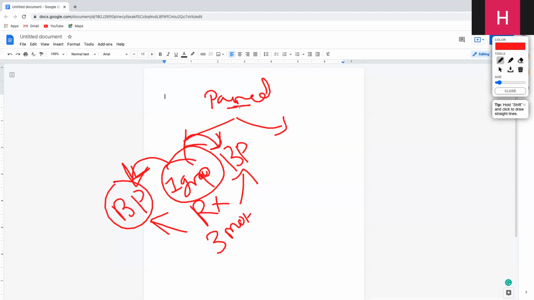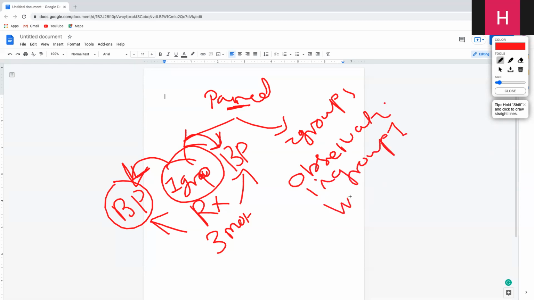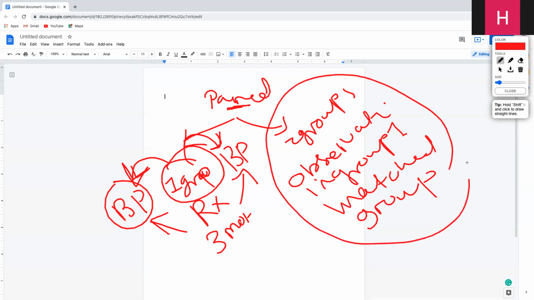The other way you can have the paired t-test is with two groups, but they have to tell you in the question that the observations in group one were matched with group two. So if you do matching between the two groups, this is also another way of saying paired t-test, and sometimes they call it dependent t-test.